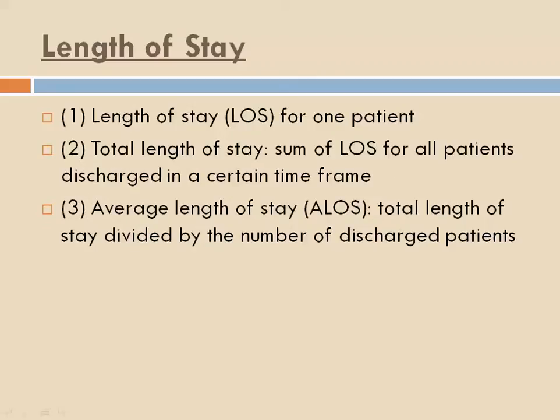First, we'll look at length of stay when it's being calculated for one patient. Next, we'll look at calculating total length of stay, which would be a sum of the lengths of stay for all patients that are discharged during a certain period of time. And then last, we will look at the calculation of average length of stay, which is the total length of stay divided by the number of discharged patients. So it's actually just a basic average. And we'll look at examples of each of these as well.